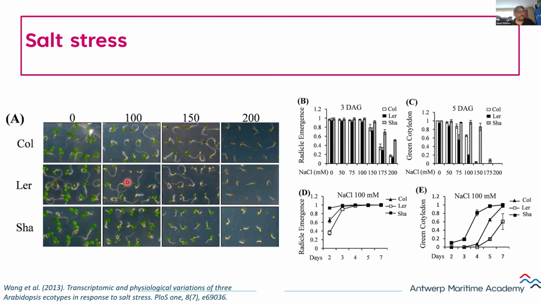You see the same things here. The more salt you give, for the first set of concentrations, you see no effect on the time point where the little root appears, radicle emergence. And then you see that the roots either do not appear at all or will appear later and so on. You will see that plants start to have slower green cotyledons and so on.